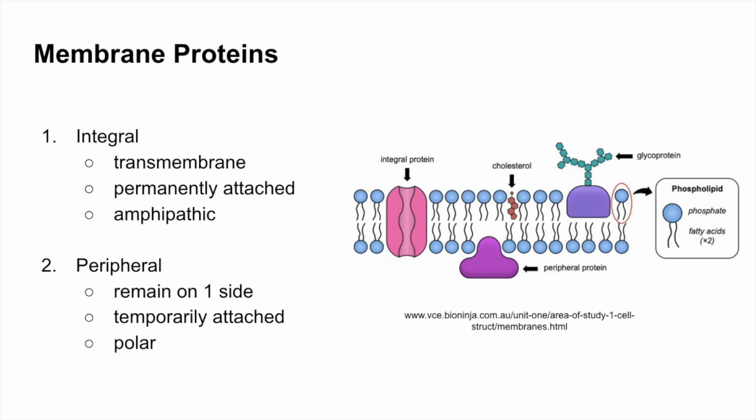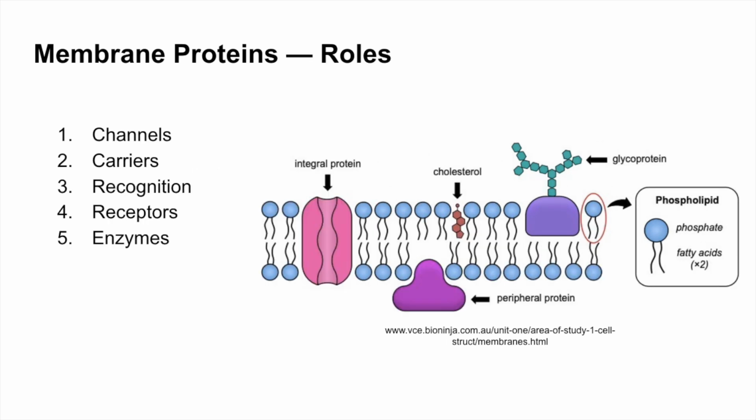Membrane proteins can have several roles. Let's go over them. They can be channels. This means they allow the passive transport of substances between the inside and outside of the cell. They can also be carriers. This means they bind to substances on one side of the membrane and change shape to transport them to the other side. If energy is used to change the shape, they're called protein pumps.